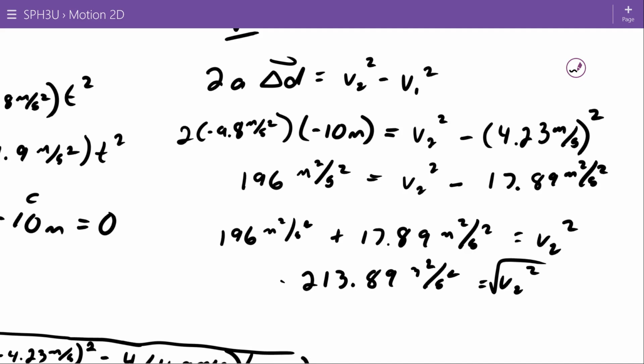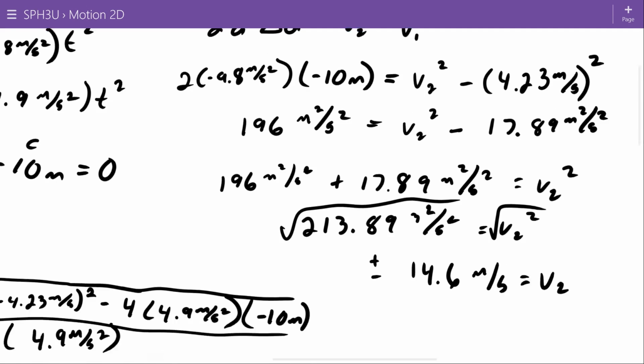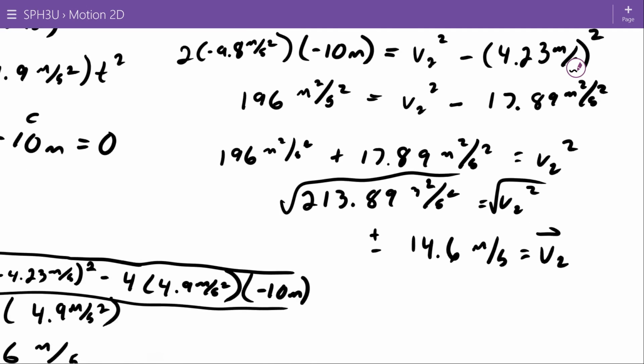And now I'm going to square root. This square root's one of those tricky ones where we have to remember that we're introducing the plus and the minus root when we square root. 14.6 meters per second, and that's V2. Keeping in mind that this object is falling, then I know that I need my negative root here. So V2 in the vertical direction is negative 14.6 meters per second.